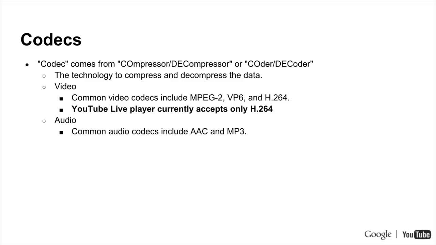Now we're going to get into some vocabulary terms here. The one phrase that you're going to hear a lot is a codec. The codec, depending on who you're talking to, either comes from the phrase compressor, decompressor, or coder, decoder, and it's just the technology that's used to compress the data. Common video codecs are MPEG-2, VP6, H.264. There's lots and lots of different codecs. The YouTube Live Player currently only accepts the H.264 video codec. For audio codecs, some common examples are AAC and MP3.